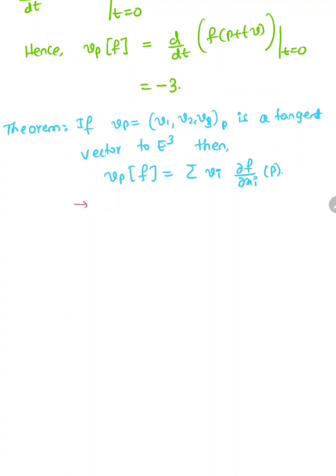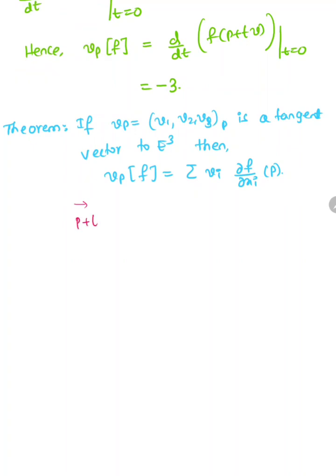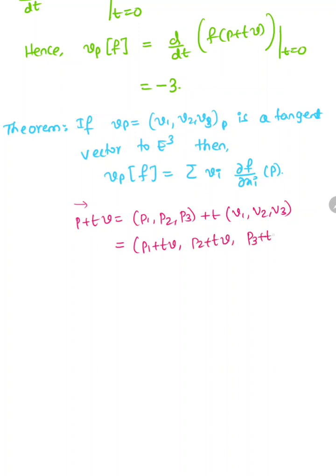So first we use the traditional directional derivative definition and we will arrive at the formula. First we will consider p plus tv, which is equal to (p1, p2, p3) plus t times v, where v is (v1, v2, v3). So p is the point of application, v is the vector part. This gives (p1 plus tv1, p2 plus tv2, p3 plus tv3). Therefore, f of p plus tv is equal to f of (p1 plus tv1, p2 plus tv2, p3 plus tv3).